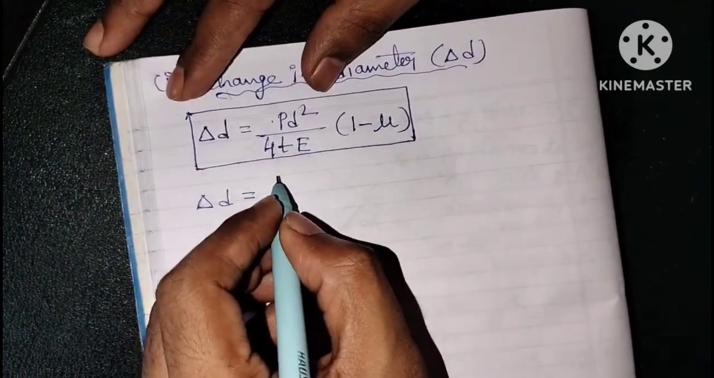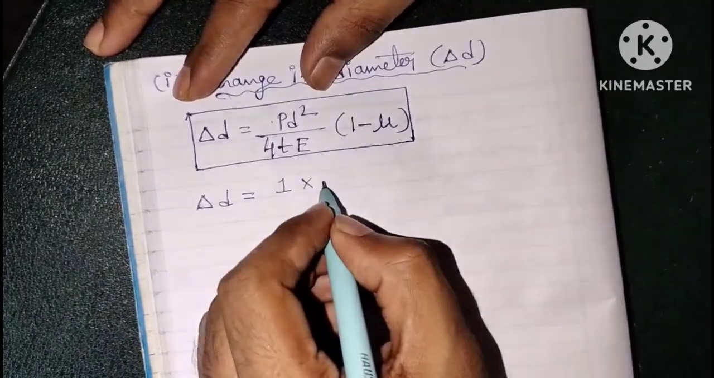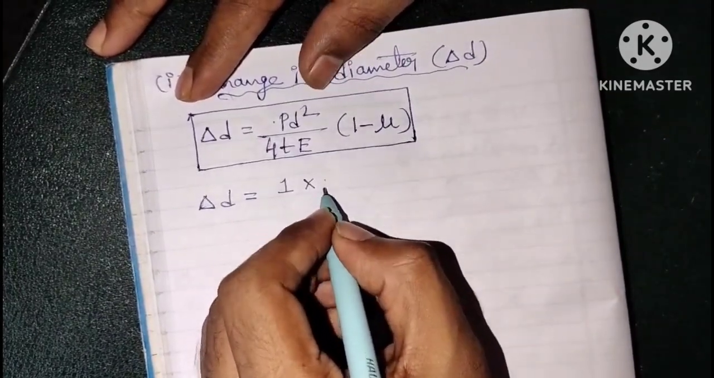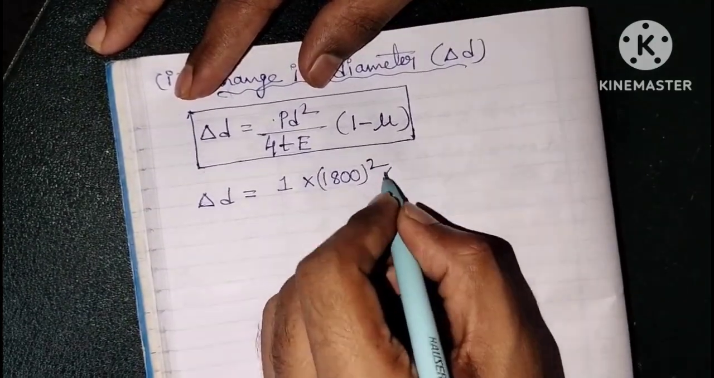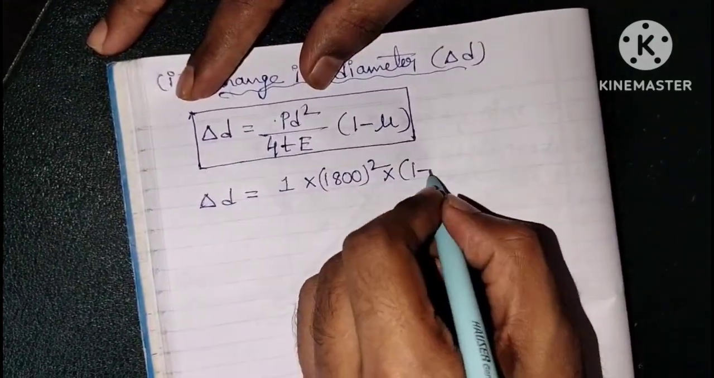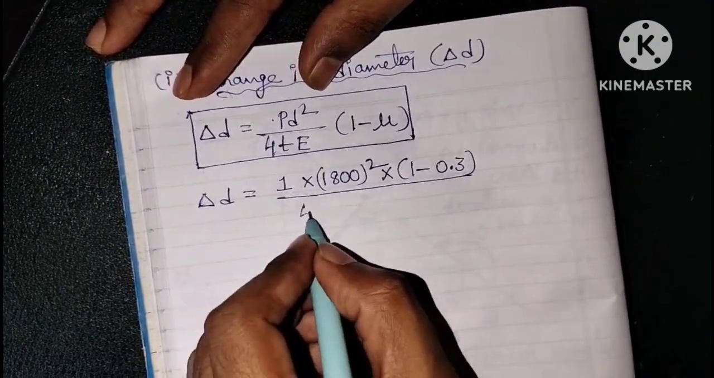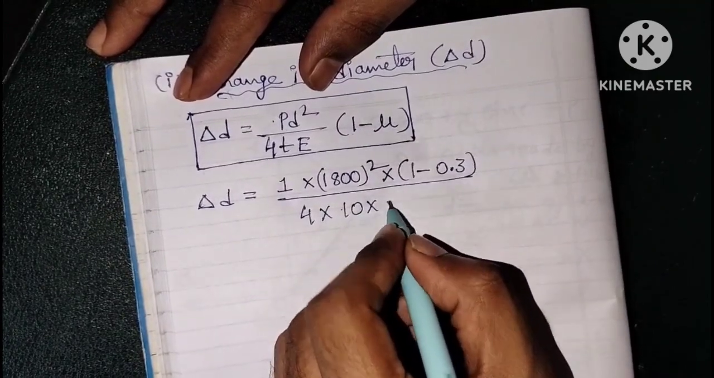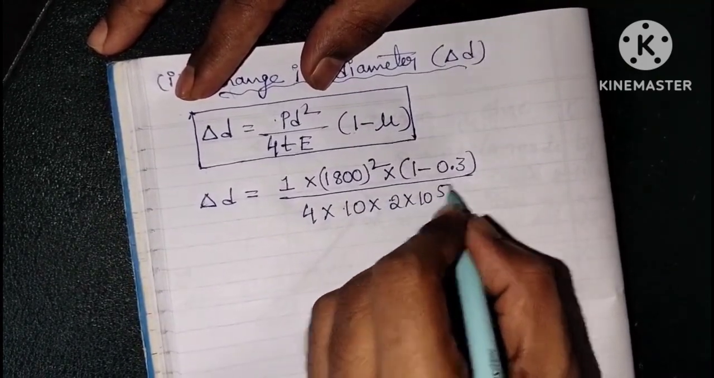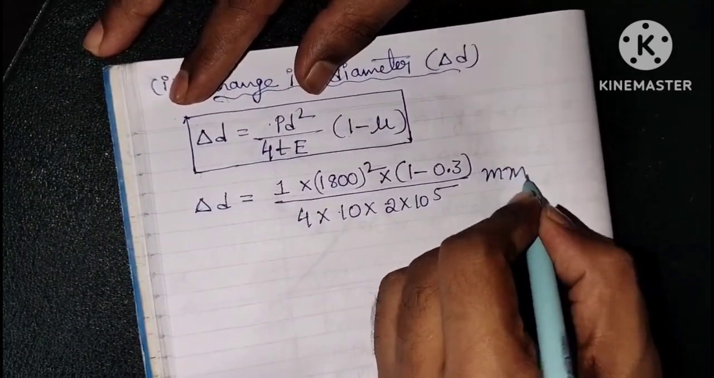So delta D is equal to, P means internal pressure, which is given as 1 Newton per mm square. So 1 into diameter, here diameter is 1800 mm, so 1800 whole square into (1 minus mu), where mu is 0.3, whole divided by 4 into thickness of the shell, 10 mm, into Young's modulus 2 into 10 to the power 5. The unit of change in diameter is mm.